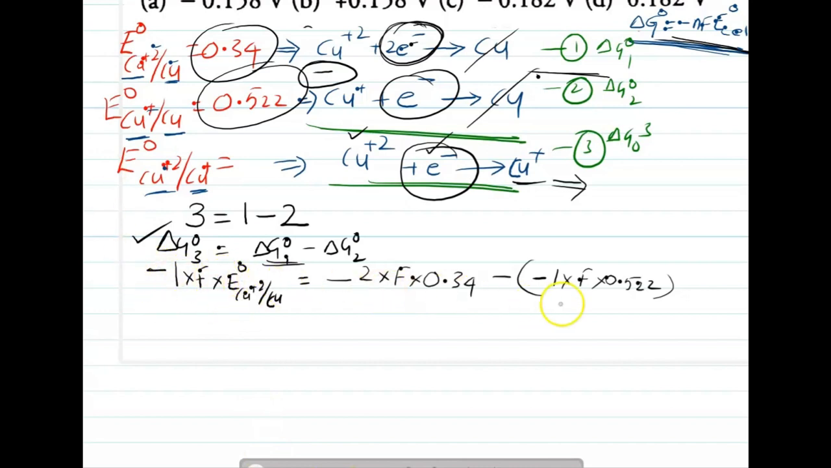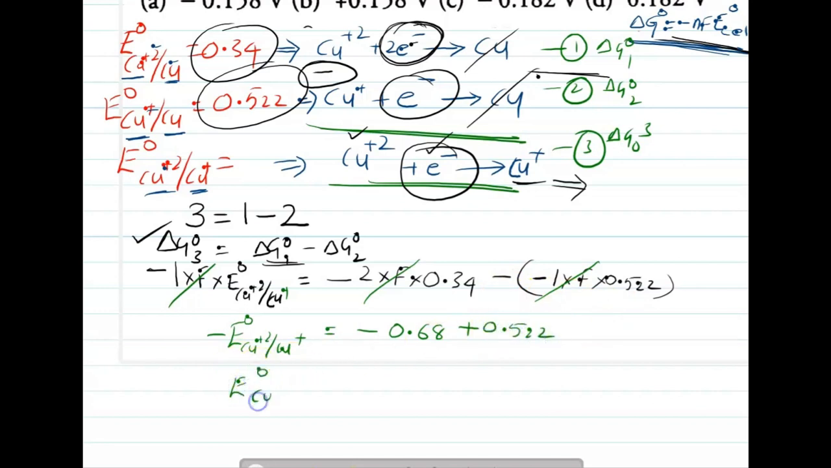So F is common in every term, on the left hand as well as the right hand side, so we can cancel this F. So minus into E naught, that is minus E naught of Cu plus 2 to Cu plus is equal to minus 2 into 0.34, which is minus 0.68, minus into minus will become plus 1 into 0.522.